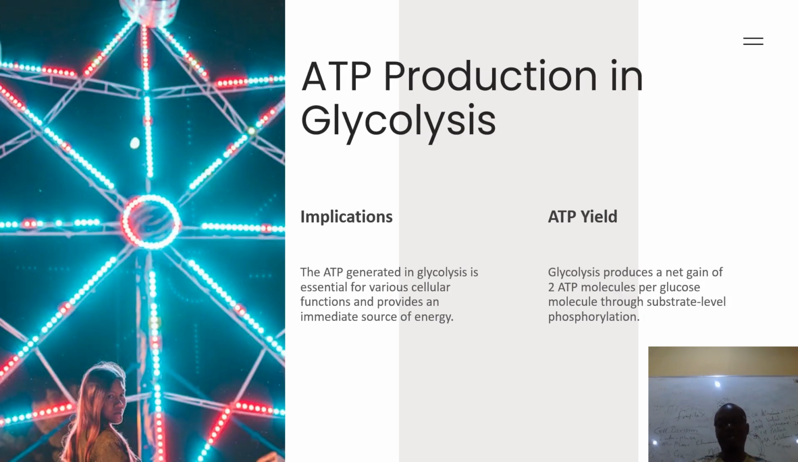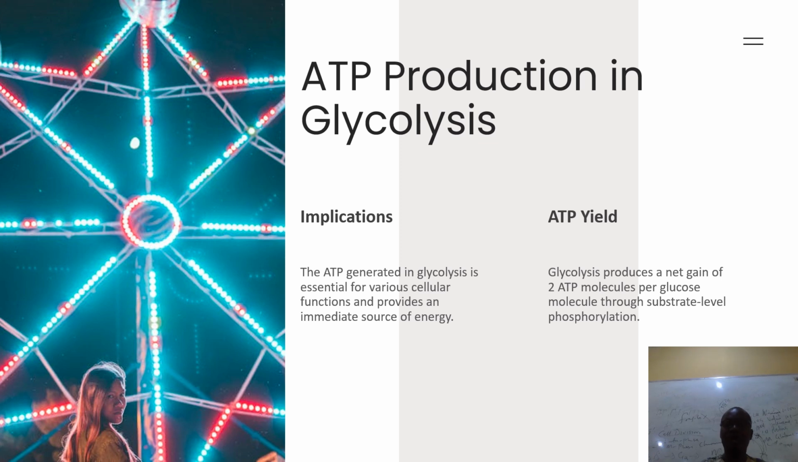What is the implication? Because ATP is generated in glycolysis, what is it used for? It's essential for various cellular functions, and it provides an immediate source of energy. Not just an immediate source of energy, because the only form of energy the body recognizes must be in the form of ATP. So we say ATP is the currency of the cell because it can be spent. And if it can be spent, there must be a way of producing it.